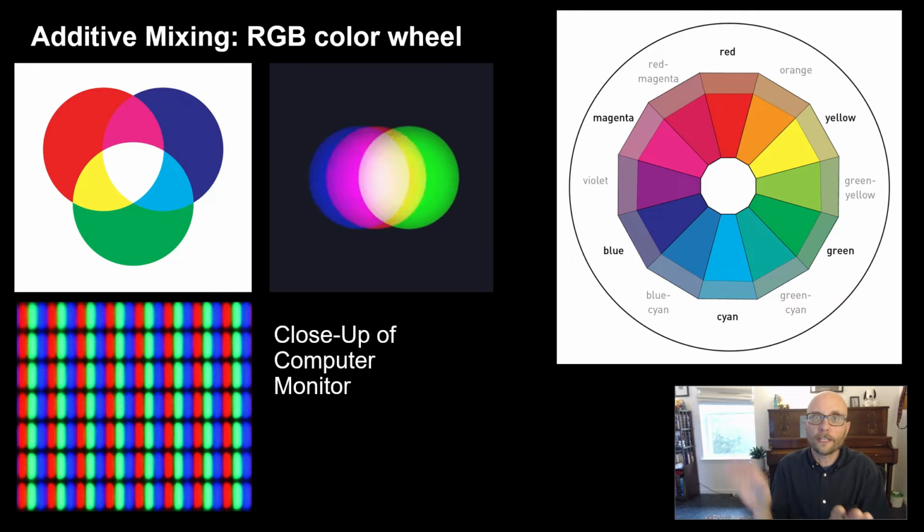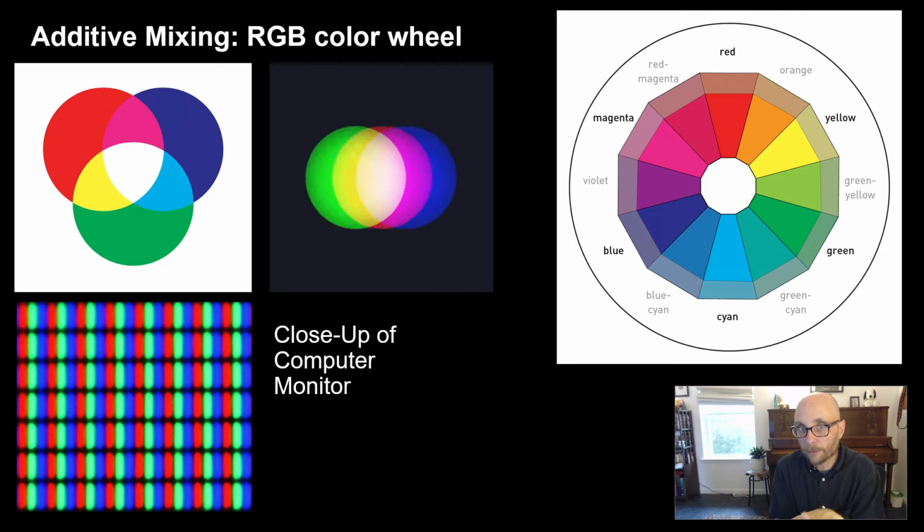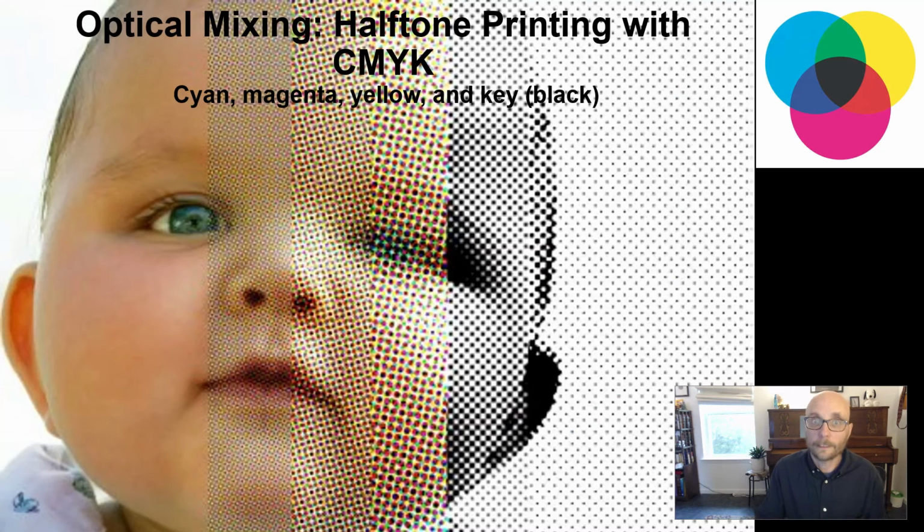So you could take like three spotlights of different colors, red, green, and blue, and overlap them, and you would get white light. Here we have an example of additive and optical mixing with a technique called halftone printing, or sometimes called CMYK. CMYK stands for cyan, magenta, yellow, and K means key color, but what it really means is black. It's a printing term, and it goes all the way back to the earliest color printing techniques.